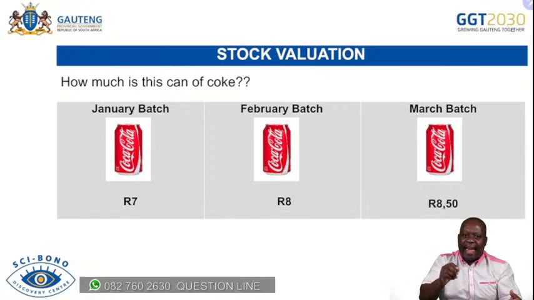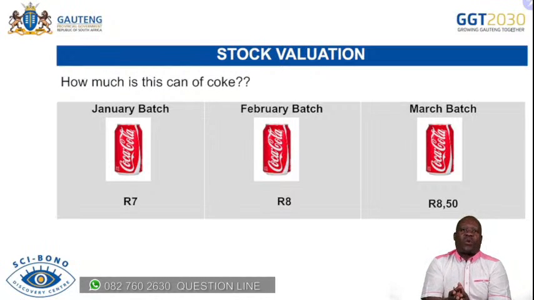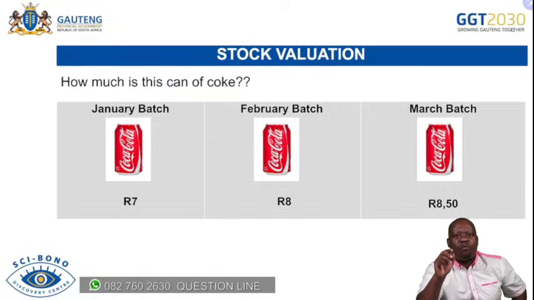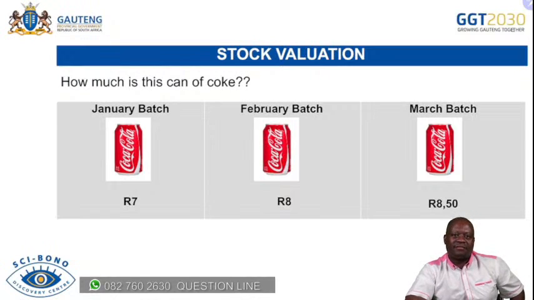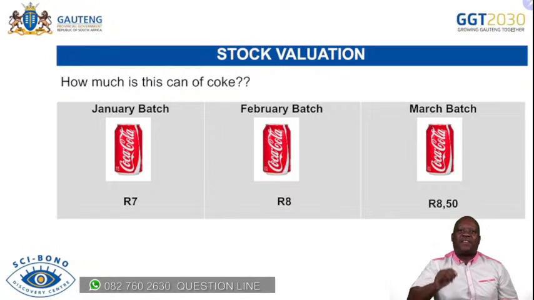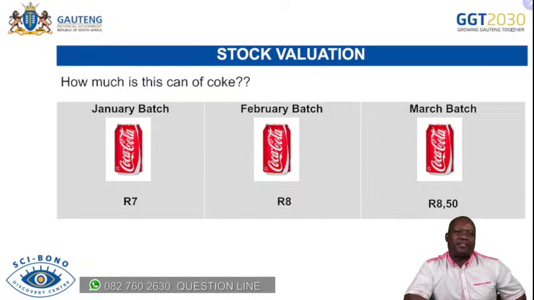Now she had an X on the January batch, and she had a Y on the February batch, and a Z on the March batch. So she said, let's check which one it is. It's coming from which batch exactly? And we went on to check. And it had a Y written on it. And she said, can you see? This can, it's 8 Rand.